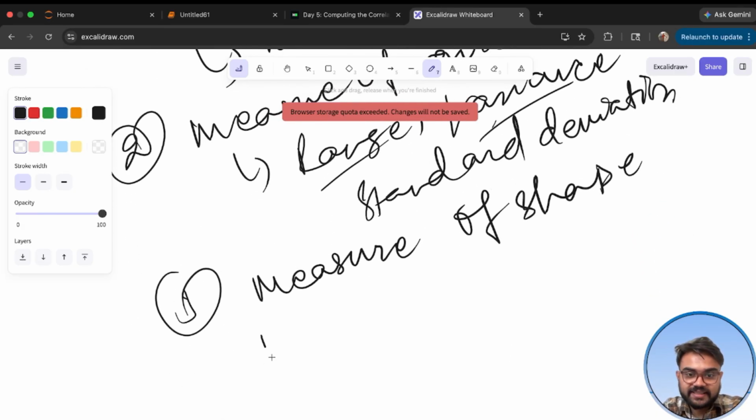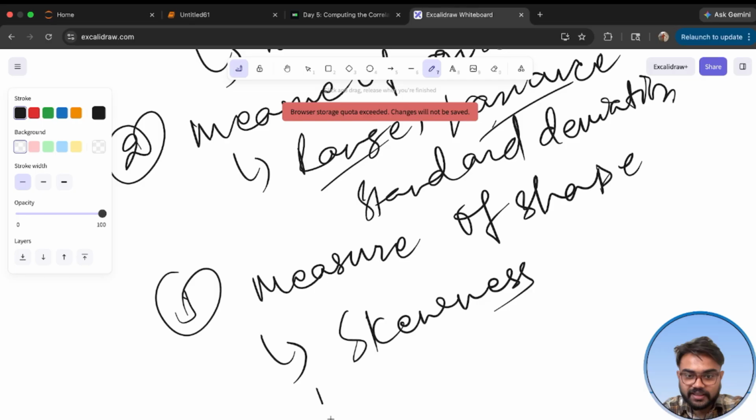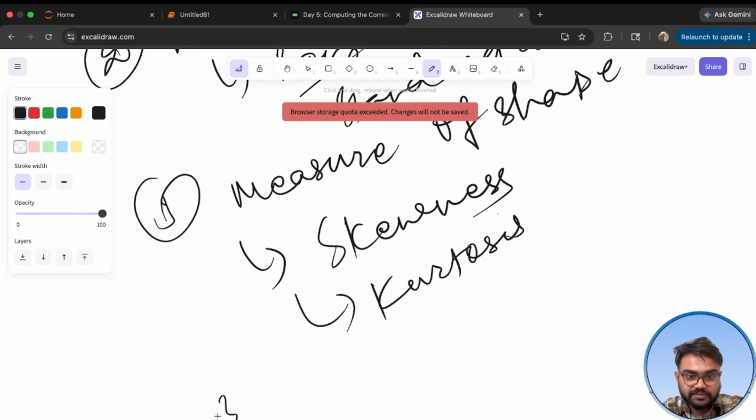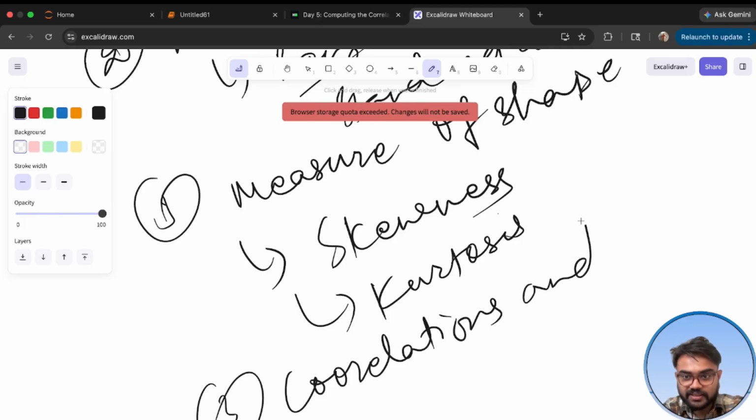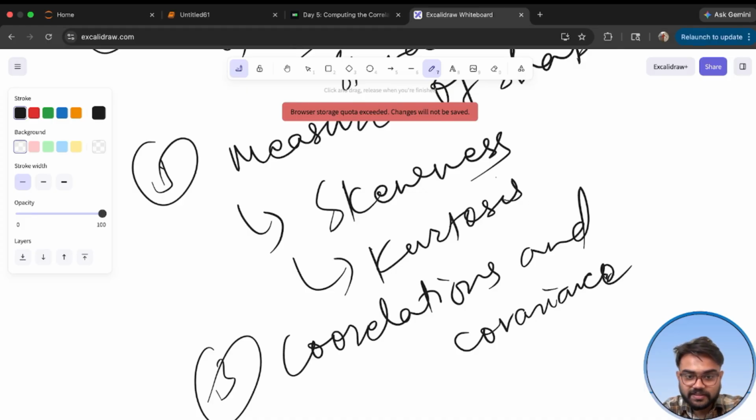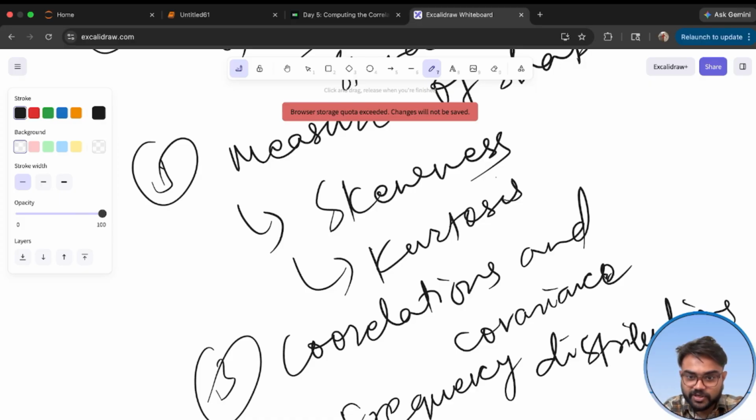Okay, measure of shape. Inside this, we are going to talk about two things. First one would be the skewness, and other one would be the kurtosis. These two things. Here we are going to talk about the correlations and covariance. After that, the fifth one, frequency distribution. And different plots we are going to see.